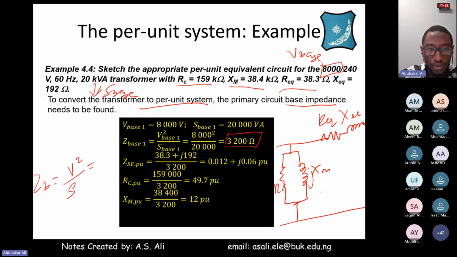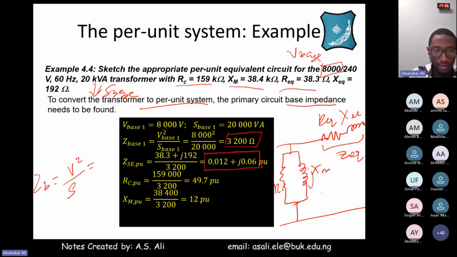Now, we know that our RC is 159, XM is 38.4, R equivalent is 38.3, and X equivalent is 192. If we want to convert these two, let's call it Z equivalent, to per unit, we add them up and divide by the Z base. That's what we did here: 38.3 plus j192 divided by 3,200. And what do you have? 0.012 plus j0.06 per unit.